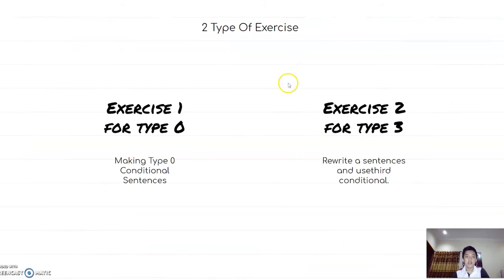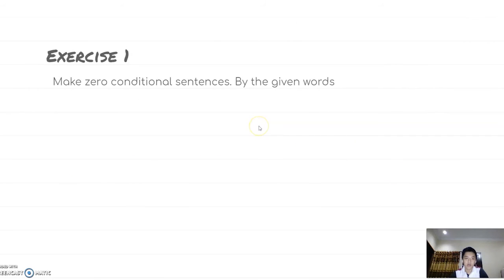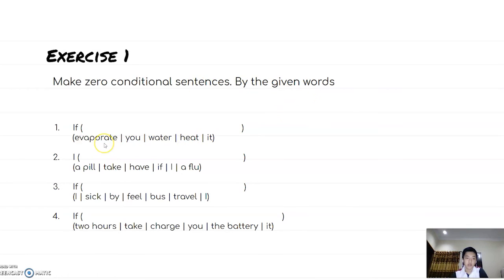So in this exercise, we're gonna do some exercises about if or conditional type 0 and 3. So let's do it. We're gonna do two types of exercise. Exercise number 1 is for type 0, and exercise number 2 is for type 3. Okay, let's do exercise number 1. In this exercise, we're gonna make zero conditional sentences from the given words. For number 1, the words are evaporate, you, water, heat, and if. The sentence is: if you heat water, it evaporates.